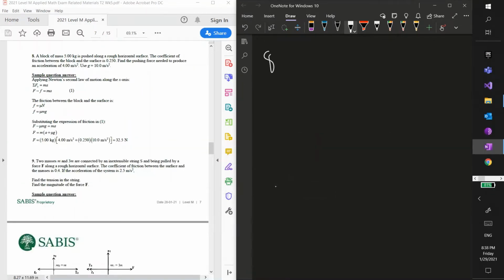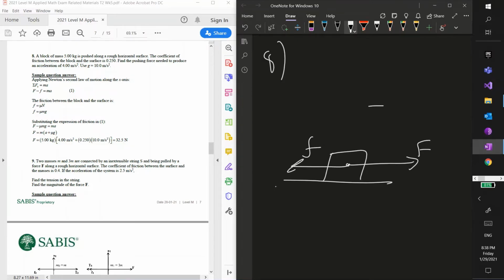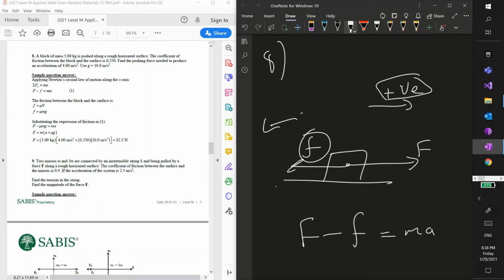Alright, so question 8. A block of mass 5 is pushed along a horizontal rough surface. So there's a push, force F, and a coefficient of friction. Yeah, there's friction over here. So it's moving to the right, so the positive direction is to the right. Find the pushing force needed to produce an acceleration of 4. That means the sum of the forces is going to be ma, because there's an acceleration. Of course, the friction is backwards. Backwards opposes the direction of motion, so it's negative.